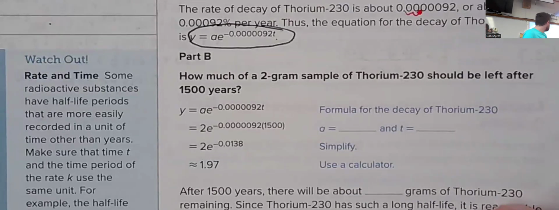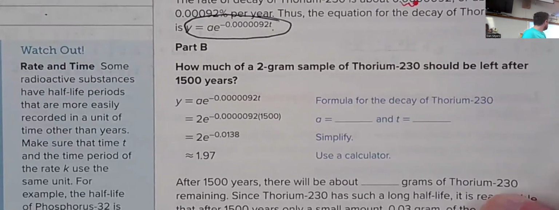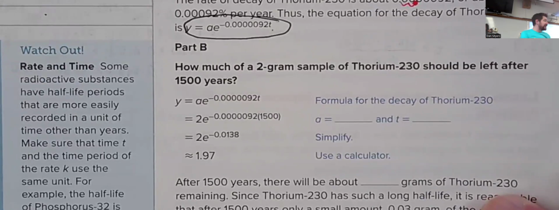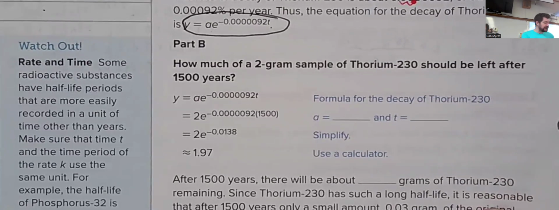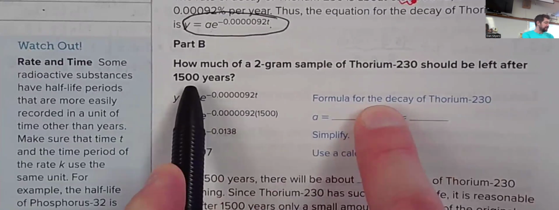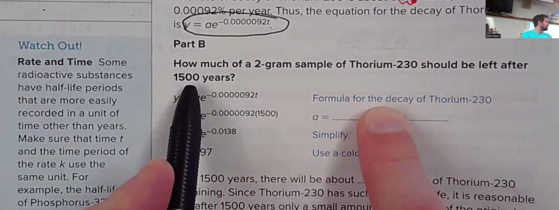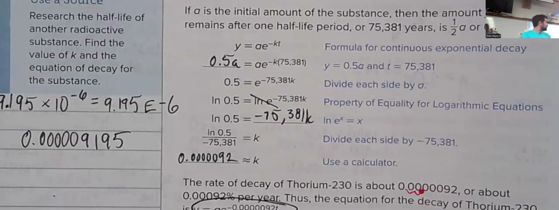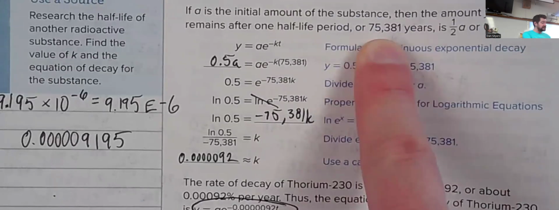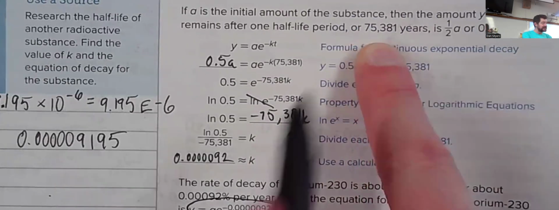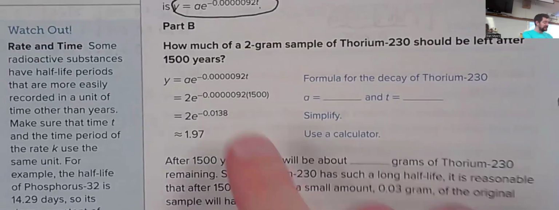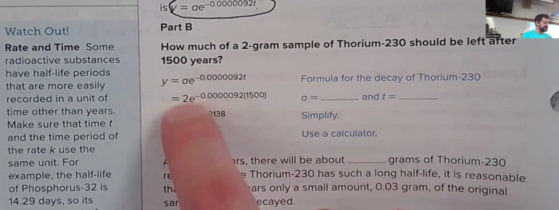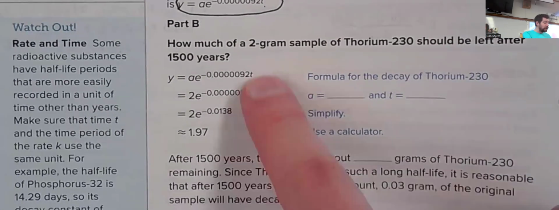Now, the question says, how much of a 2-gram sample should be left after 1,500 years? So honestly, most of it is going to be left because we're talking about 1,500 years. How long does it take for it to reach half of the original amount, based on part A? It takes that long for it to go from 2 grams to 1 gram. So in terms of 1,500 years, that's just a fraction of 75,381 years. So there should be a whole lot of this left.